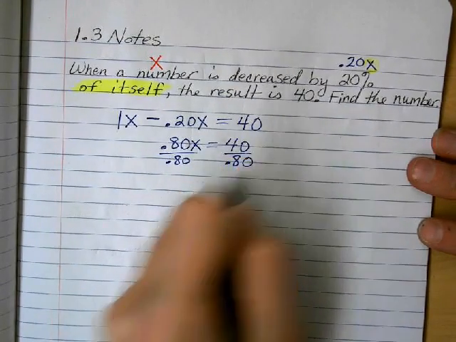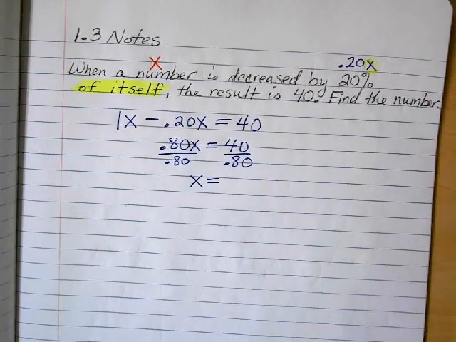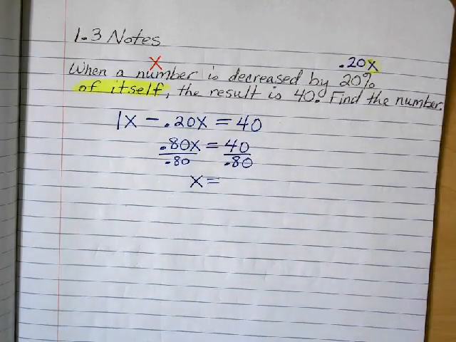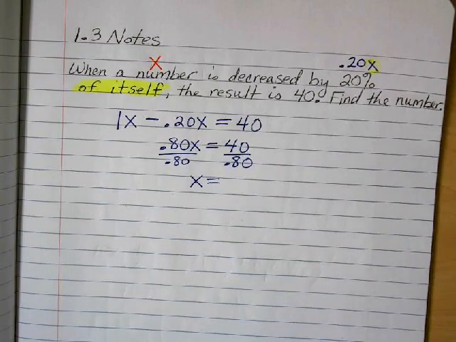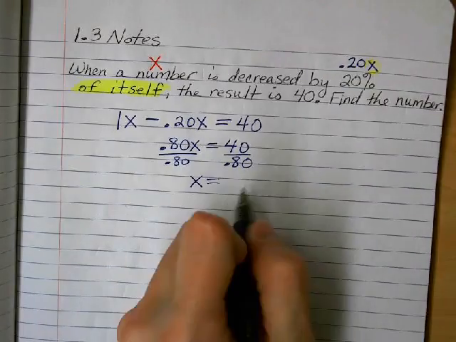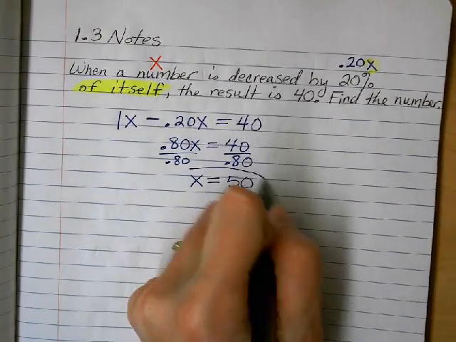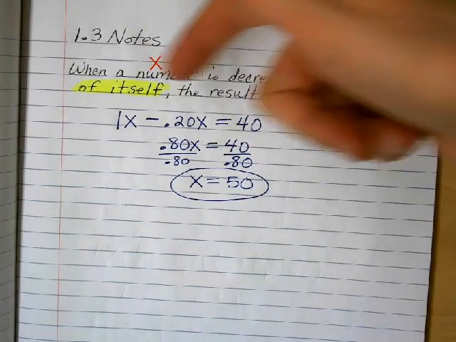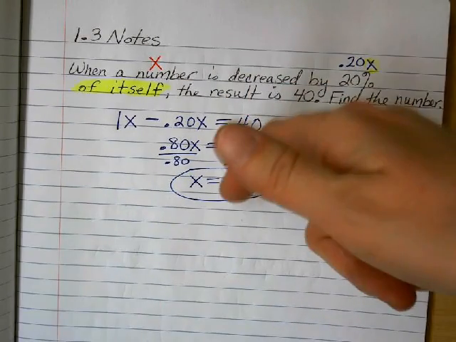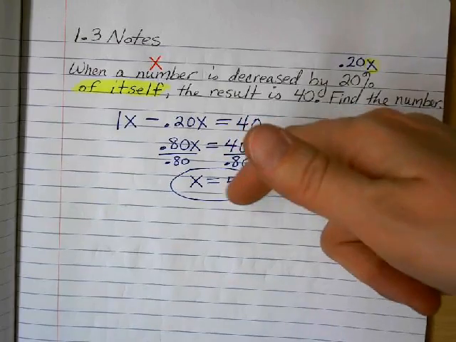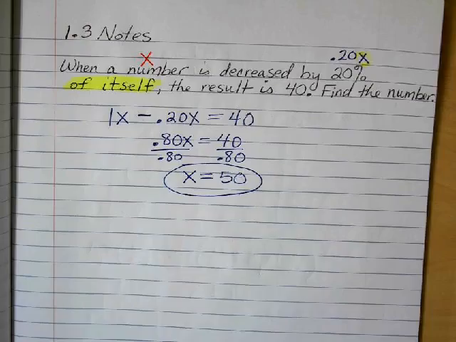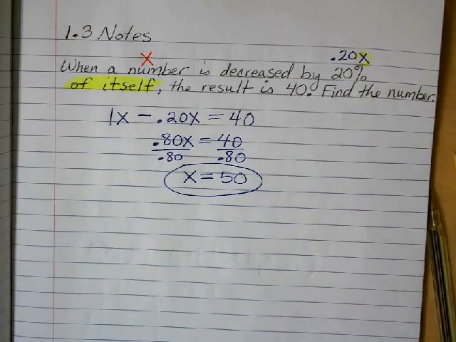See, it's just weird setting it up. That's why I wanted to go over that one, because it says of itself, so you need x, and then you need to put 0.20x. So 40 divided by 0.80, 50 is the answer. So it's saying you started off with a number like 50, and then you decrease it by 20% of itself. Yeah, 20% of 50 is like 10, and then you get 40. So that one's kind of weird.